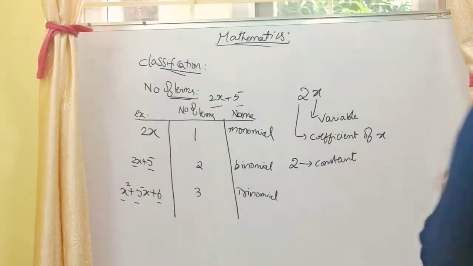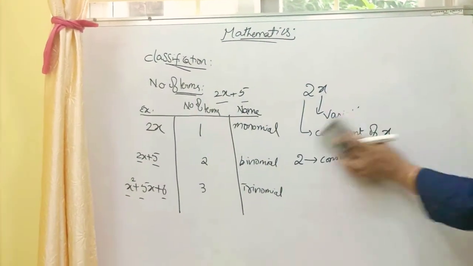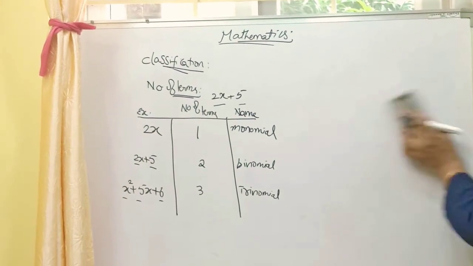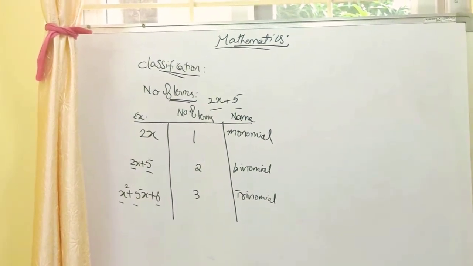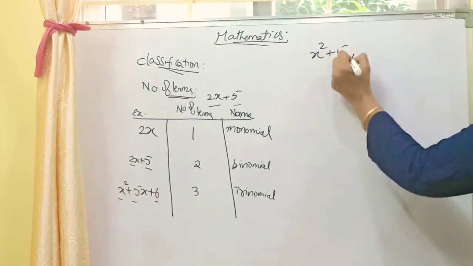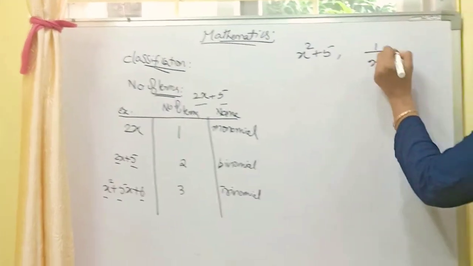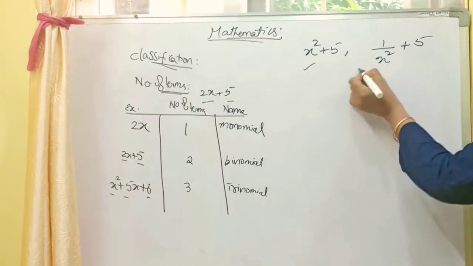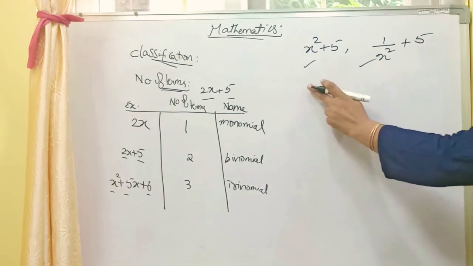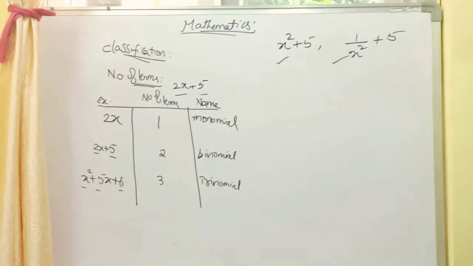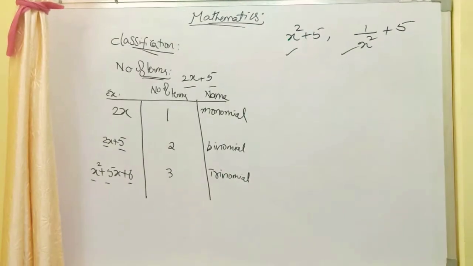But before saying whether it is a polynomial or not, certain conditions have to be satisfied. What are the conditions for an expression to be a polynomial? For example, if I give you x square plus 5 and 1 by x square plus 5, can we say both are expressions? But can we say both are polynomials? No. Certain conditions need to be satisfied.